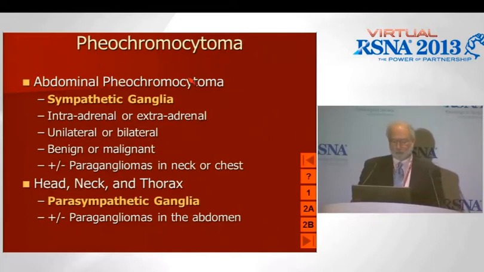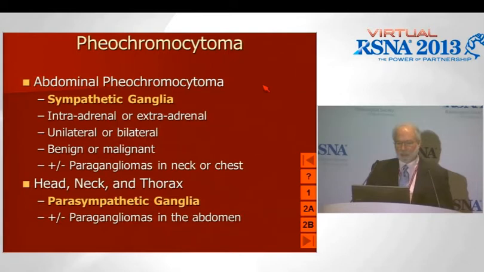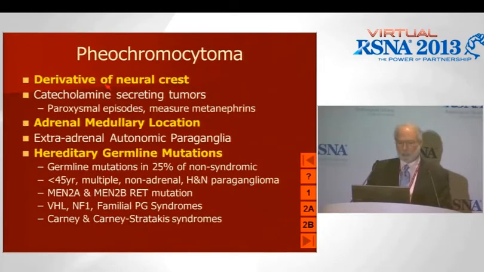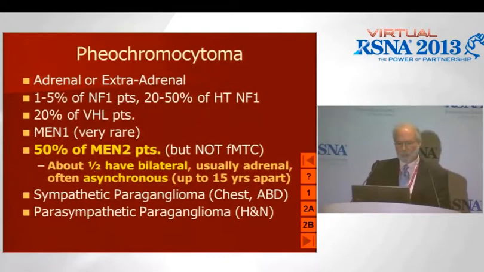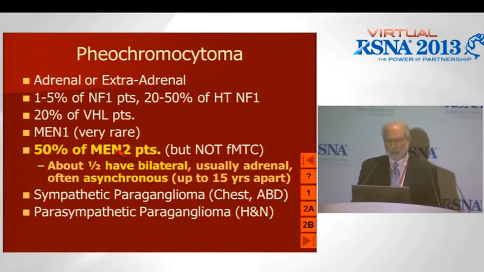Pheochromocytomas secrete hormones that may be produced by anything along the sympathetic or parasympathetic chain. So we have both adrenal and extra-adrenal secretion of these metanephrines, and that's the problem. This is a derivative of the neural crest. Catecholamines are secreted, and the vast majority of the extra-adrenal paraganglioma tumors are associated with the germline mutation. About half the patients who have MEN2, but not the familial medullary thyroid cancer, are going to have PHEOs.